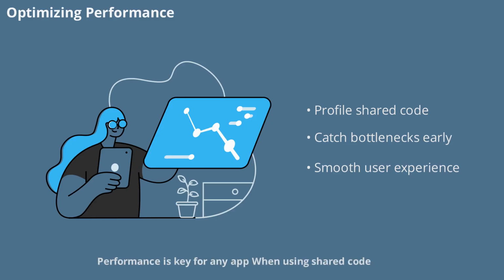Performance is key for any app. When using shared code, it's important to profile and optimize your logic to ensure it runs efficiently on both Android and iOS. Regular performance checks help you catch bottlenecks early and deliver a smooth user experience on all devices.